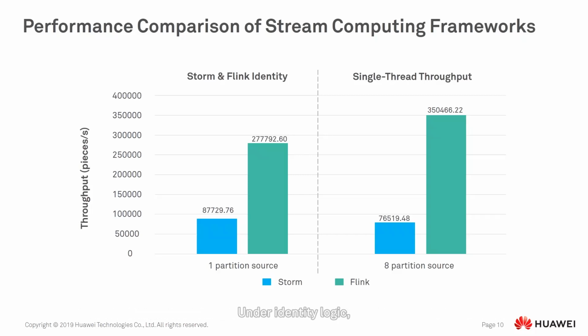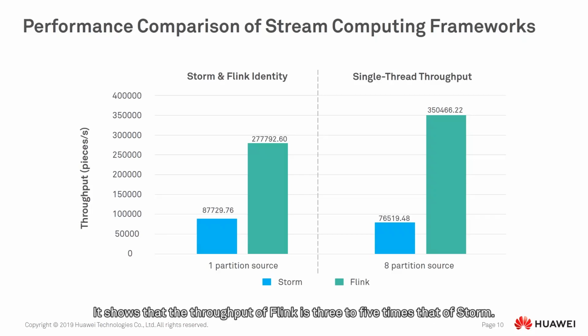Under identity logic, the throughput of a single-thread Storm job is 87,000 pieces per second, and the throughput of a single-thread Flink job reaches 350,000 pieces per second. When the number of partitions of Kafka data is 1, the throughput of Flink is about 3.2 times that of Storm. When the number of partitions of Kafka data is 8, the throughput of Flink is about 4.6 times that of Storm. It shows that the throughput of Flink is 3 to 5 times that of Storm.